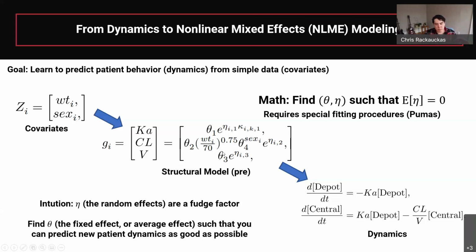And so the really interesting thing about nonlinear mixed effects modeling is that it has to solve a fairly difficult maximum likelihood procedure, right? If you know NLME, it's the problem of finding the fixed effects and random effects such that the expected value of the random effects is 0. The reason is that the random effects are thought of as a fudge factor, so you want to say, okay, on average they have 0 effect, and given that, what would the fixed effects, or the average effect, be, right?